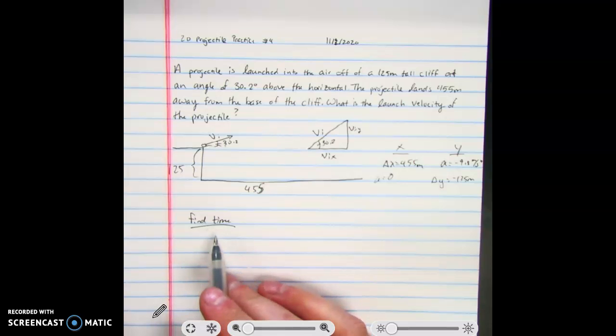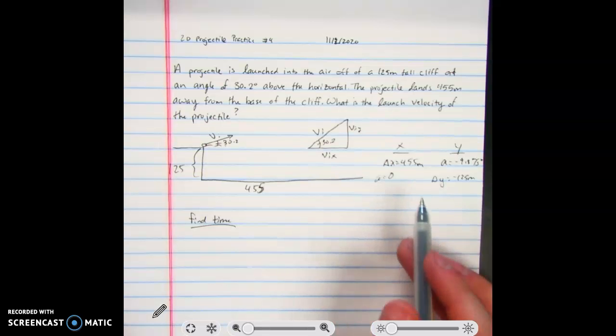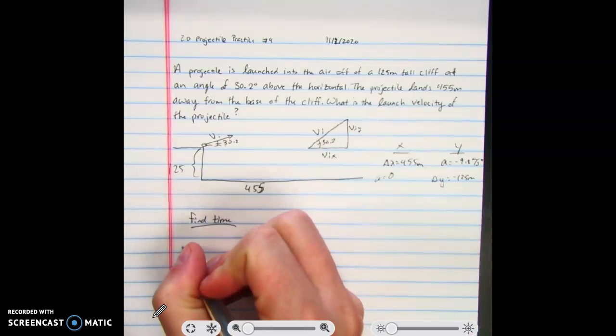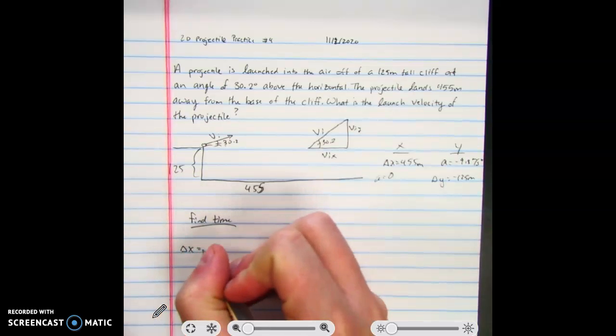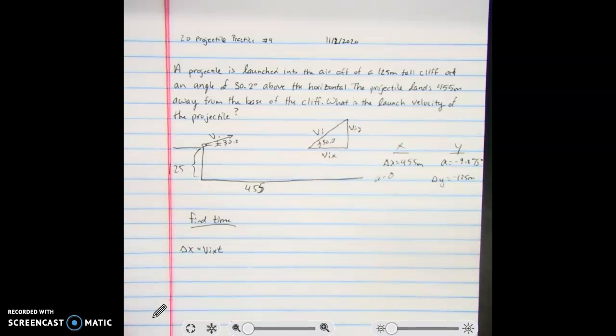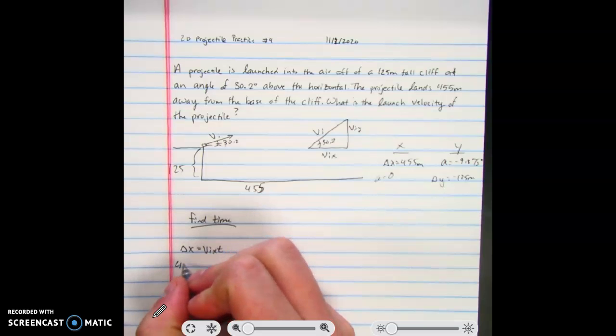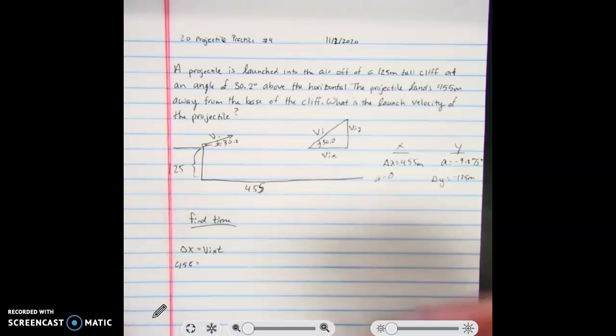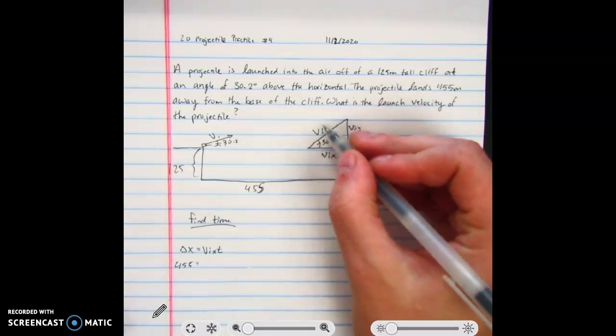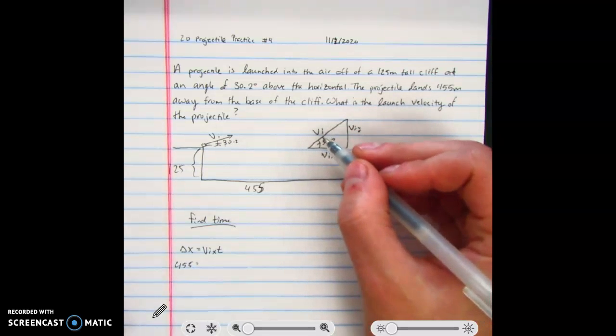So let's find our time. And let's start in our x-axis. The y-axis, well, that has one equation. Okay. So delta x is equal to v initial x times t. Okay. So delta x I know is 455. Now, my end goal is to find my launch velocity.